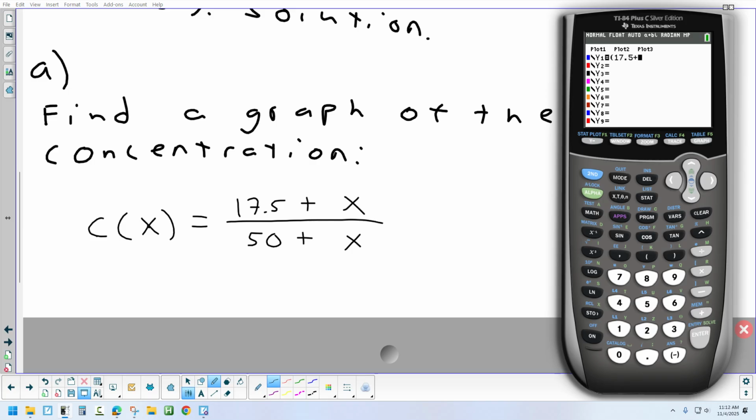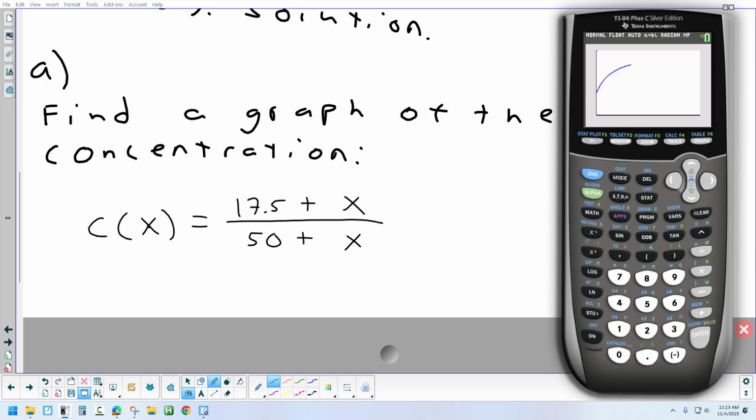17.5 plus X divided by 50 plus X. Can we pour in a negative amount of acid? No. We can pour in as much as we want. And the concentration, what did I say this always comes out between? 0 and 1. Unless you multiply by 100, then you get 0 to 100. It's going to be between 0, which represents no acid, and 1, which represents 100% acid.